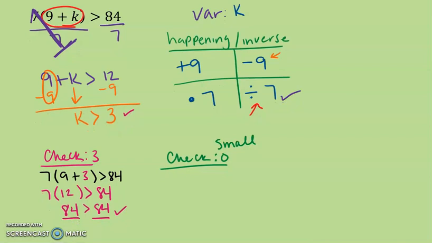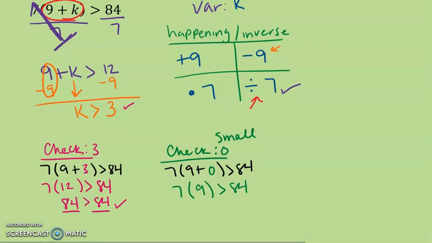I'm going to rewrite the problem. So 7 times 9 plus k is greater than 84. Instead of that k, I'm going to substitute in that 0. So I have 7 times 9 plus 0 is 9, greater than 84. 7 times 9 is in fact 63. And so this says 63 is greater than 84, which is false. That's not true, which means our answer cannot be smaller.